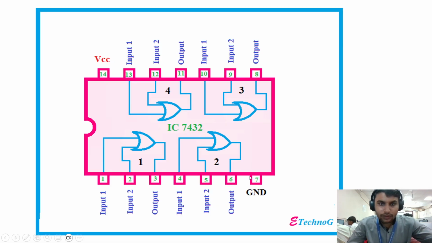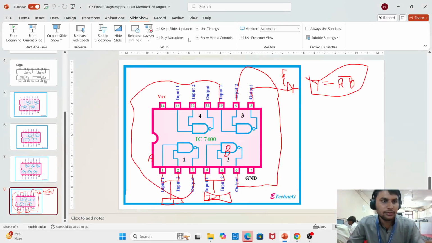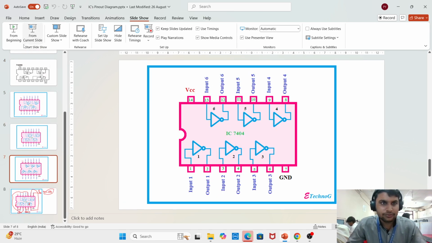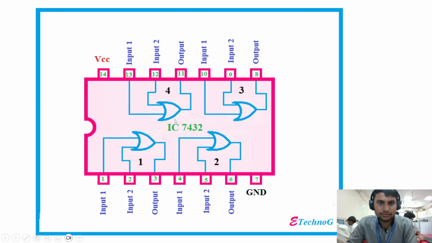Okay, so IC number 7432 has four OR gates. It has two inputs and one output, similar to the others.